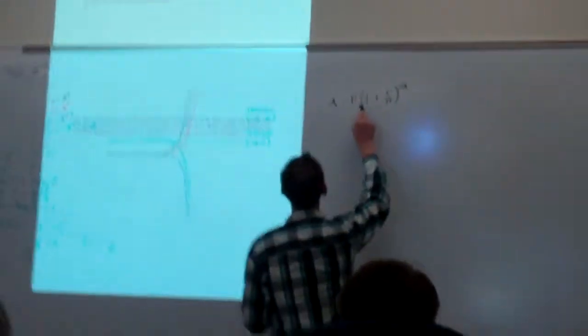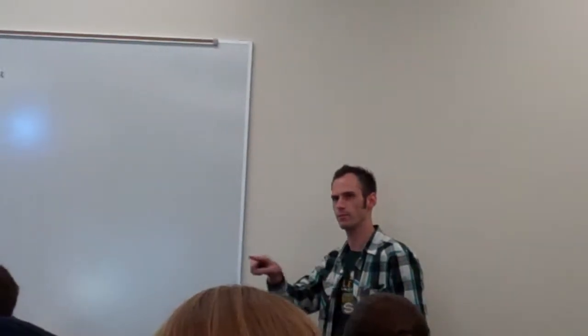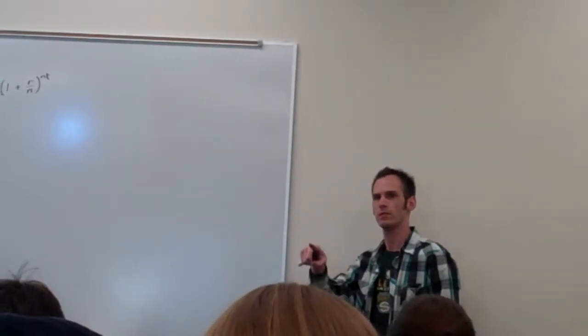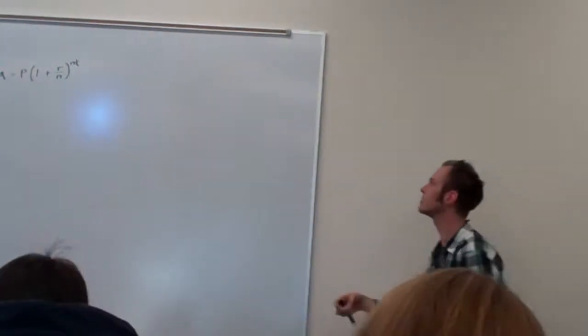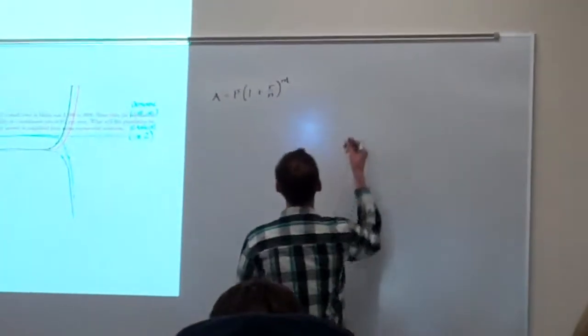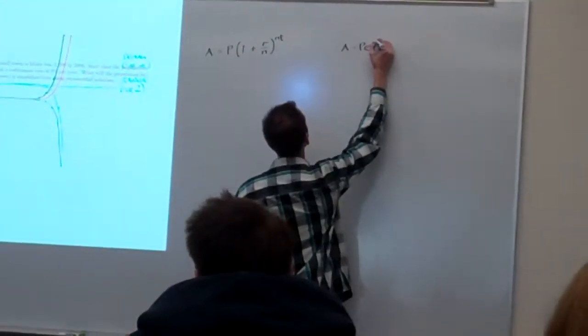This is the equation for compound interest. Unless it's compounded continuously, in which case the equation becomes a lot simpler. This is compounded continuously.